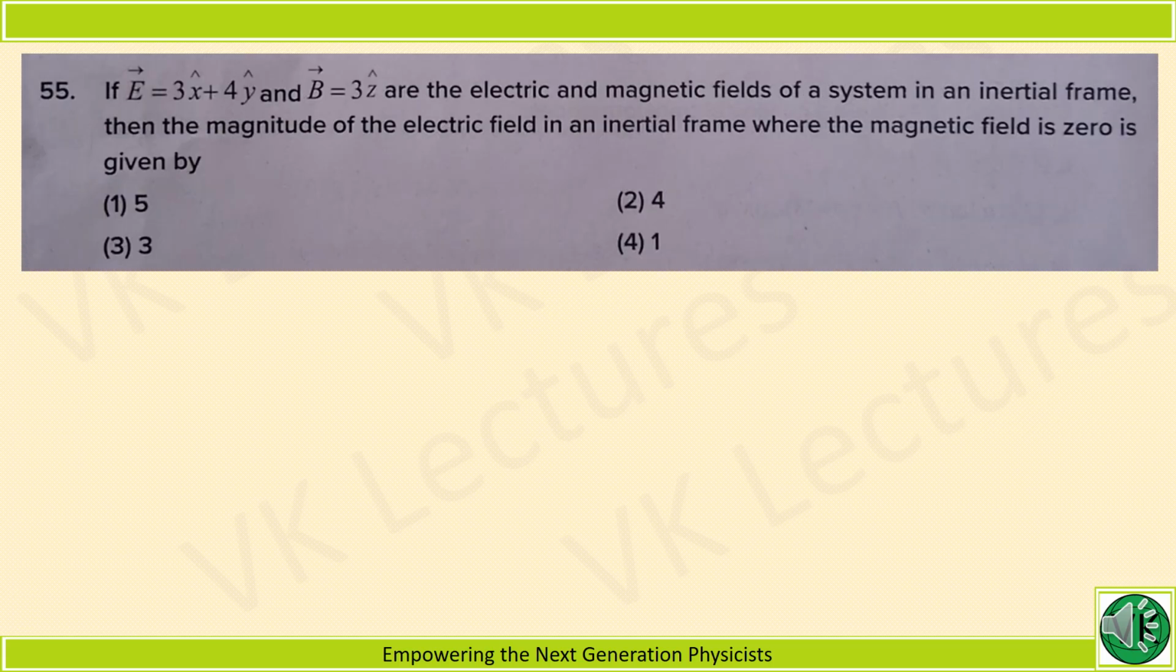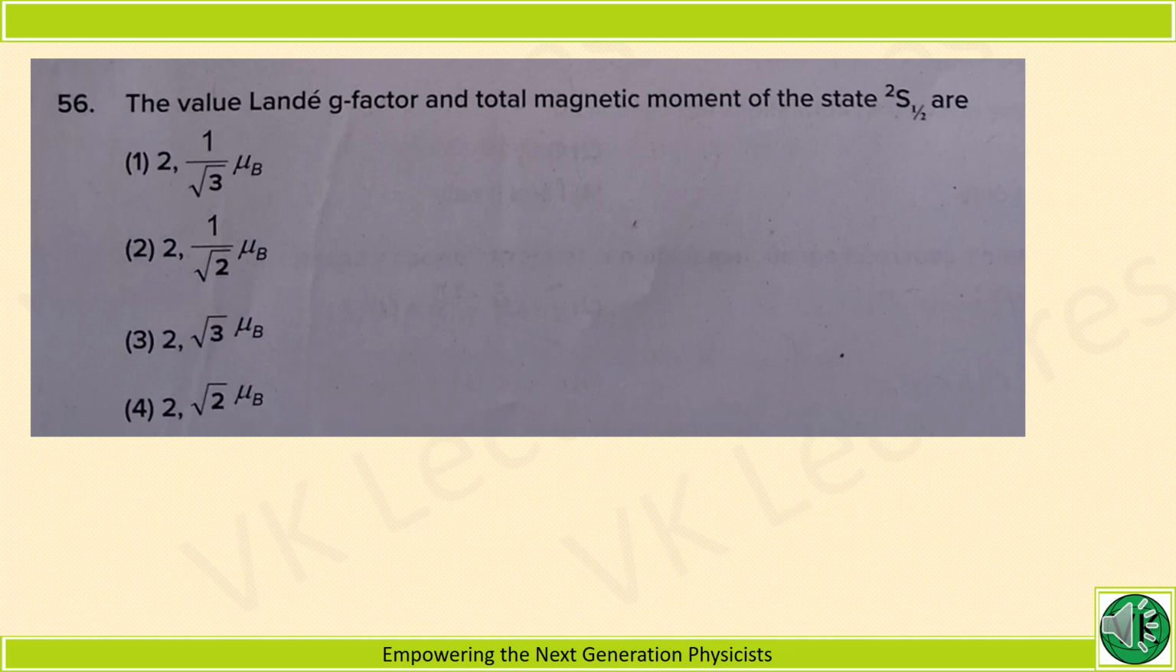If E equal to 3x cap plus 4y cap and B equal to 3z cap are the electric and magnetic fields of a system in an inertial frame, then the magnitude of the electric field in an inertial frame where the magnetic field is 0 is given by... The value of the Lande factor and the total magnetic moment of the state 2S1/2 are, the option is option 3, 2 and root 3 mu B.